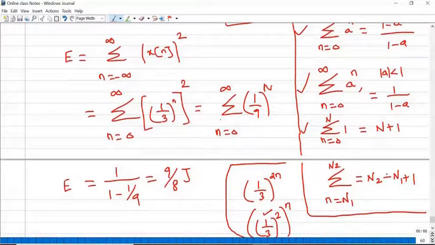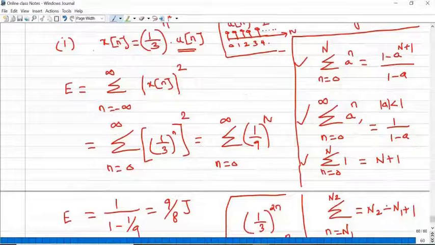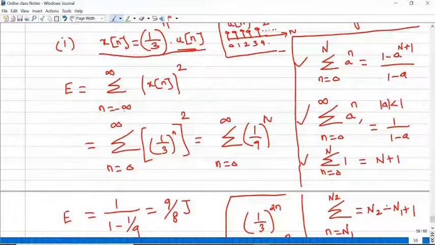So the energy of the given signal we calculated. Based on the given signal, the summation limit will be changing. Here it is u of n, so I rewrote this particular equation from n equal to 0 to infinite.